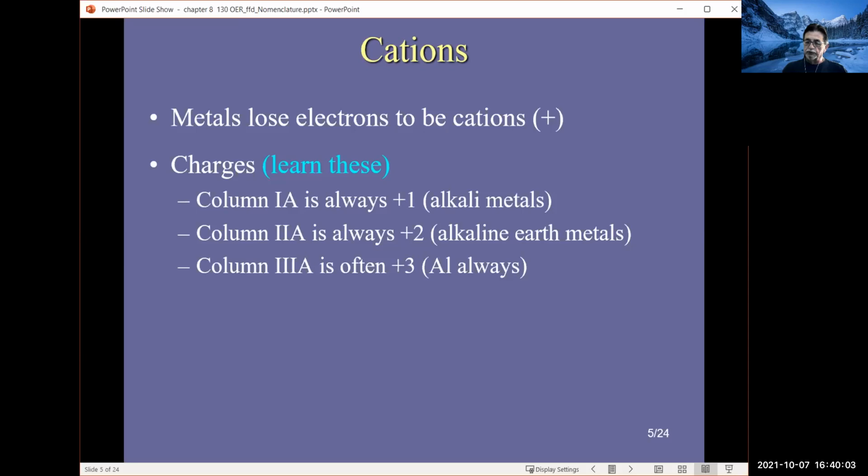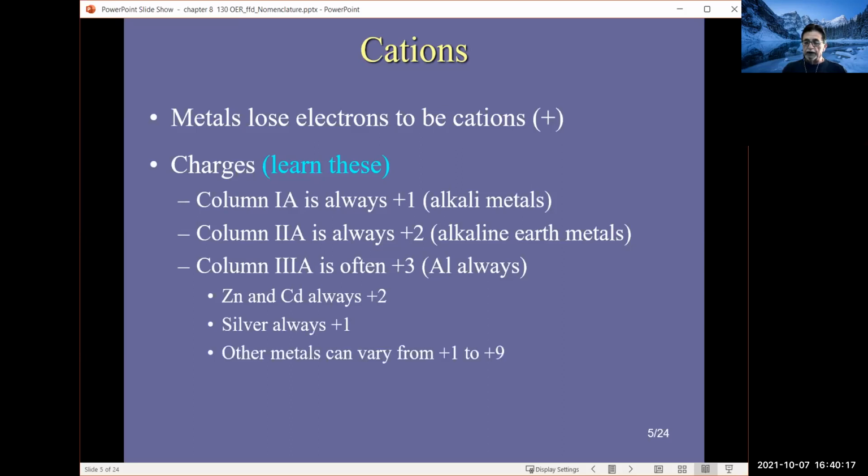So group 1, group 2, group 3 always have a +1, +2, +3 respectively, okay? For the metals, I talked to you about zinc and cadmium and silver: silver always has a +1, and zinc and cadmium always a +2. All right, there's 16 of them that have a constant oxidation number. That means that all the other metals can vary, like I stated, anywhere from +1 to +4, okay?